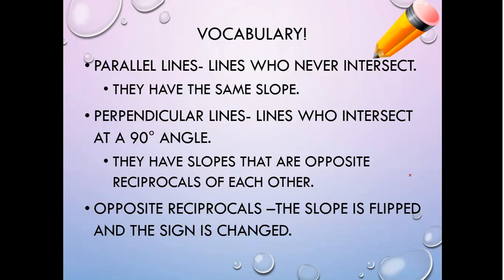So an example of this would be if I had the slope of 1/2 on one of my lines. Well, opposite reciprocal means I would flip my fraction around, 2/1, and change the sign. So if it had been a positive, it becomes negative. If it's a negative, it becomes positive. So the opposite reciprocal of 1/2 would be -2.